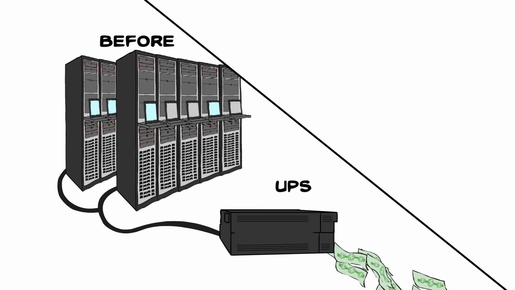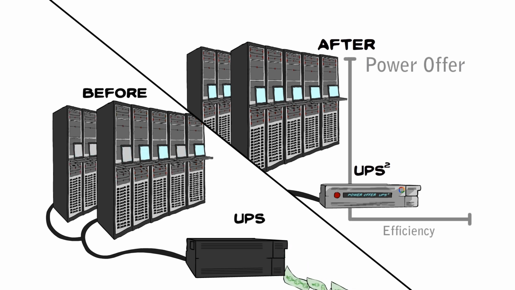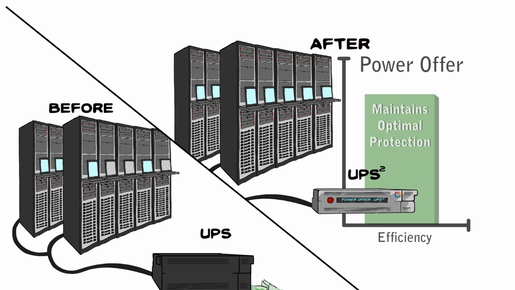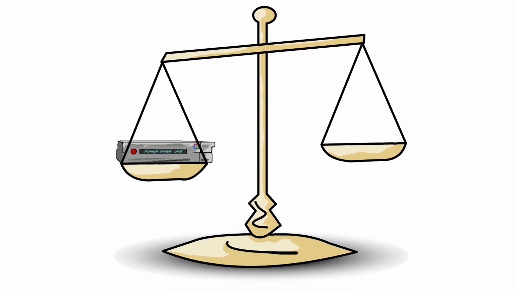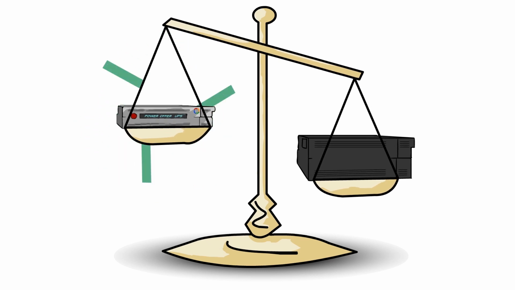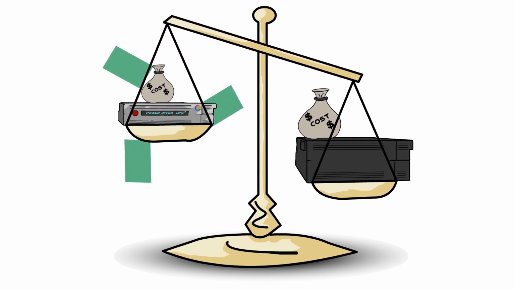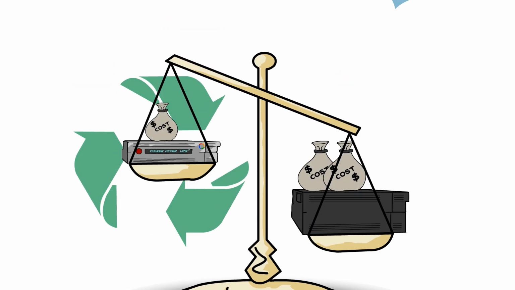PowerOffer's UPS Squared offers superior performance and is the optimal solution to those and many other problems. That's because UPS Squared has the highest efficiency while maintaining optimal protection as a true online UPS. PowerOffer's UPS Squared is a green and energy-efficient device. It is considerably smaller in size and weight, handles wide input voltage ranges, and is competitively priced for the marketplace.